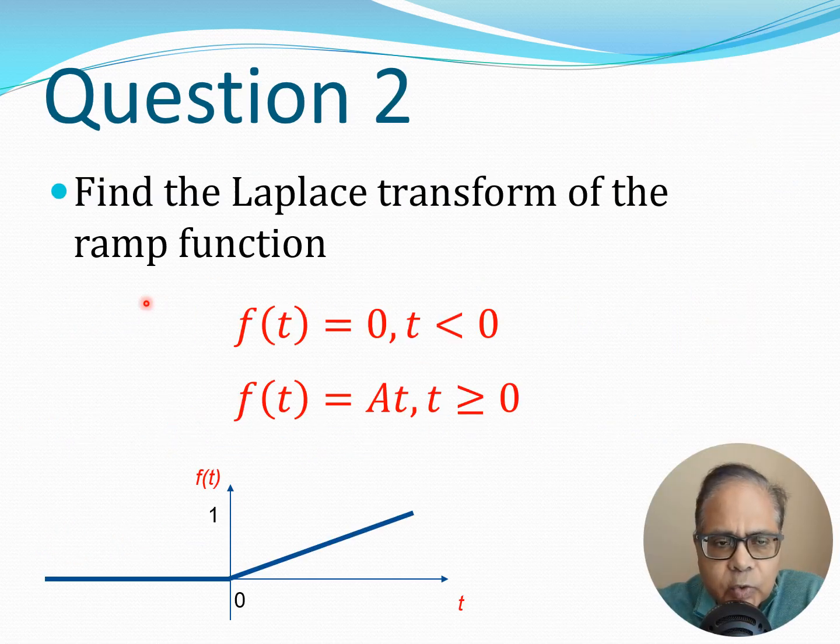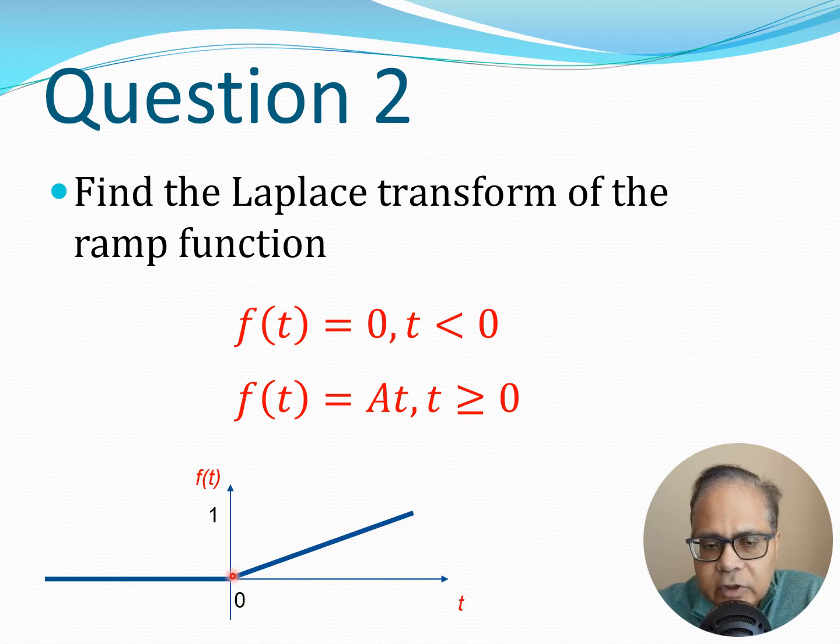So let's turn to question number 2, and this is find the Laplace transform of the ramp function. So the ramp function is defined as f(t) is 0 at t is less than 0. So that's this part here, and then f(t) is equal to at, t is greater than or equal to 0. So that's this part here.